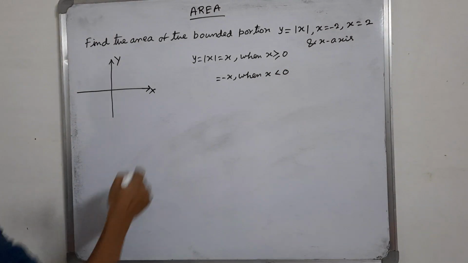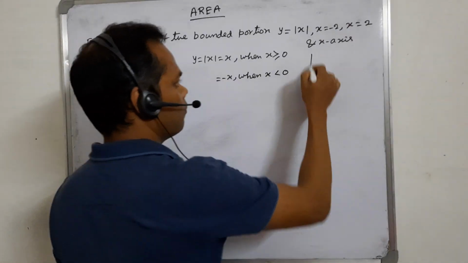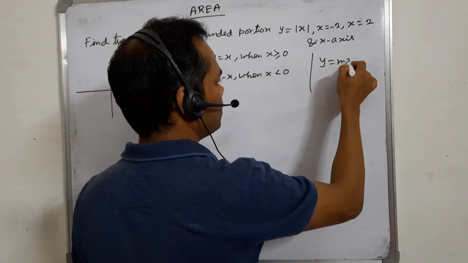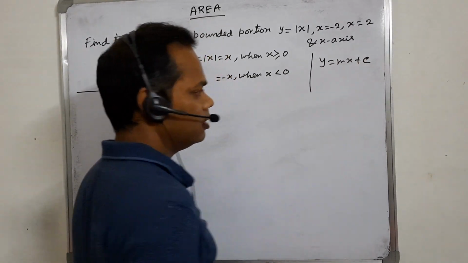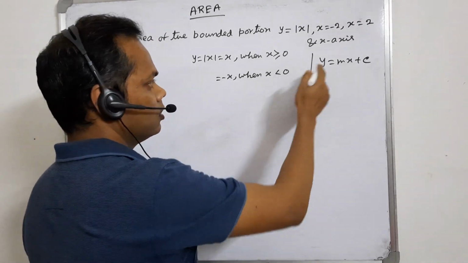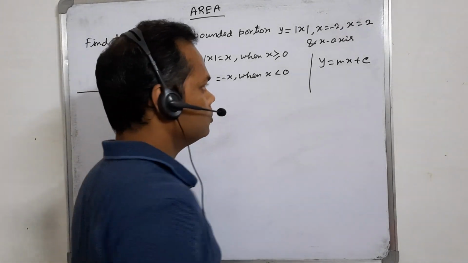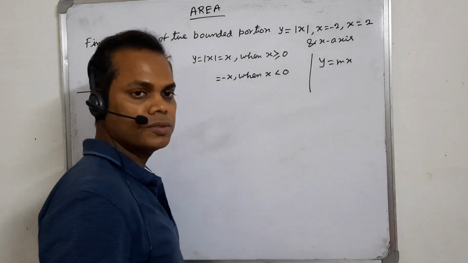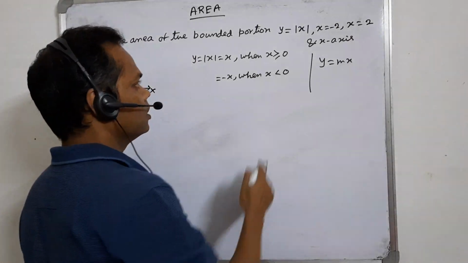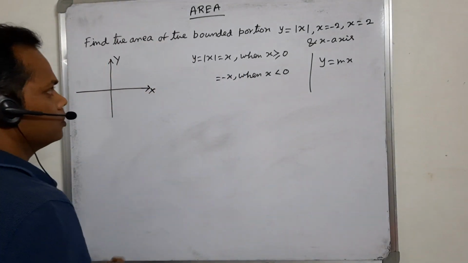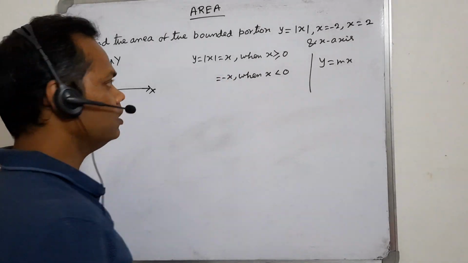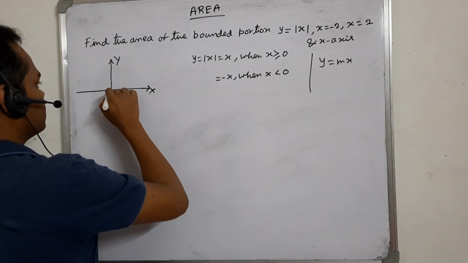So y = x; y = mx + c is the equation of any line. If c = 0, this becomes the equation of a line passing through the origin. Here m = 1, so this is tan 45 degrees, so 45 degrees like this.